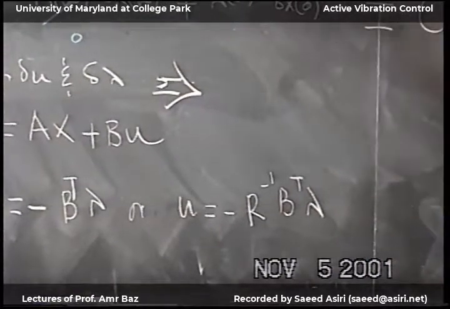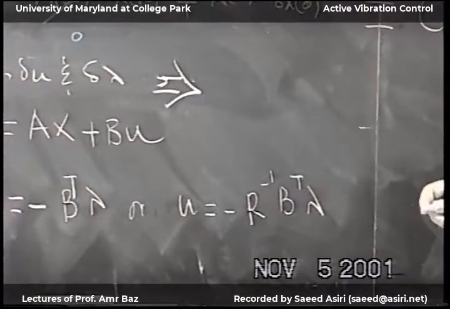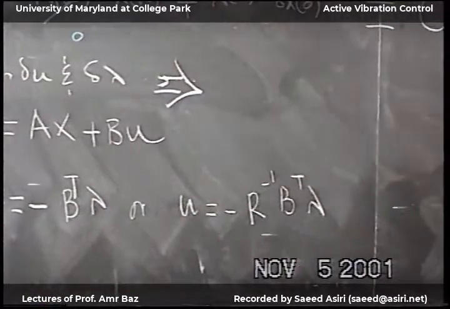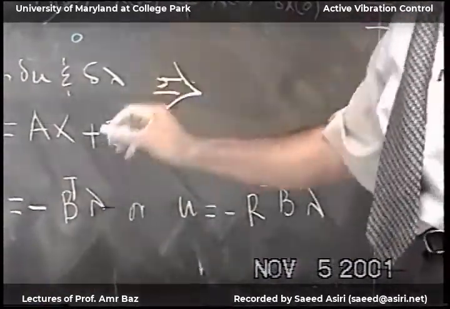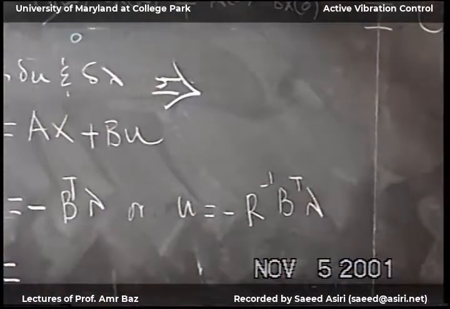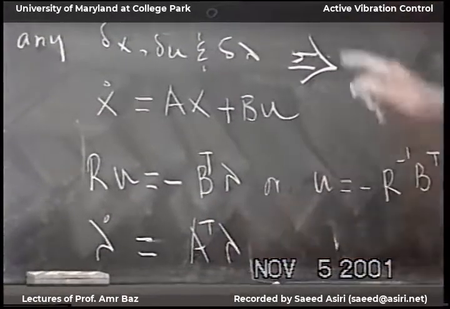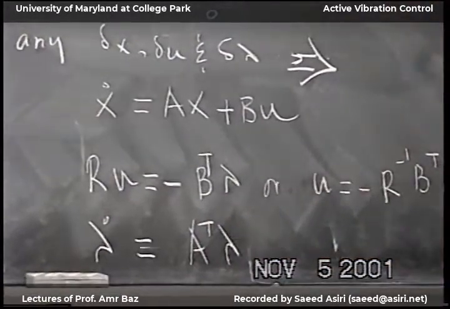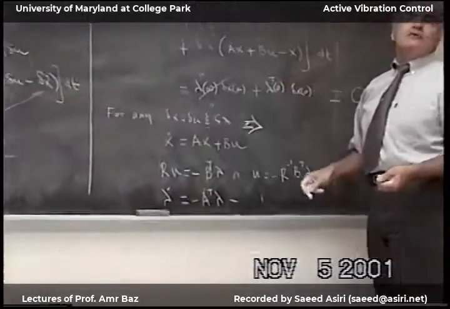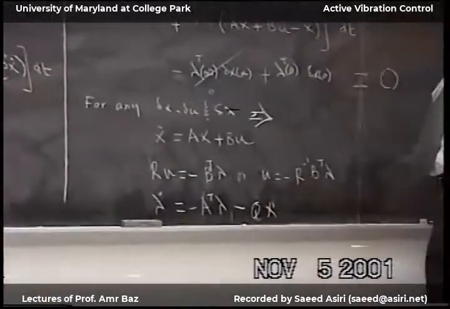Okay, now the last equation is the top equation. And the top equation, I'm going to write it also in a transpose form. So now this will be lambda dot will equal to A transpose lambda, I'm sorry, minus QX. Minus Q and X.